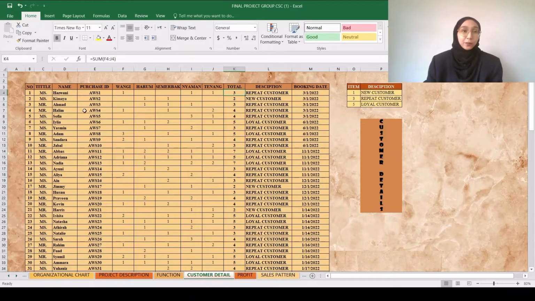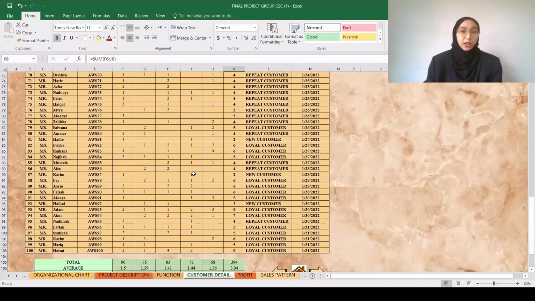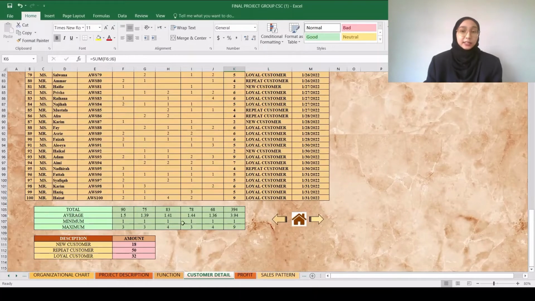Here we can see Ahmad bought 3 candles, which is from Harum, Semerbak, and also Nyaman collection. This is the formula. We use the sum formula. And other than that, we can see to calculate the minimum and maximum purchase of each type of candle. Here the minimum purchase of candles is 1, and the maximum for each type of candle is 3 to 4, and the highest number of purchase is 9.